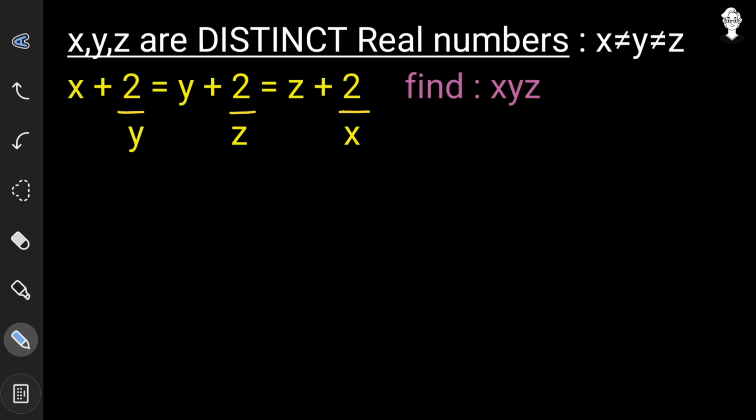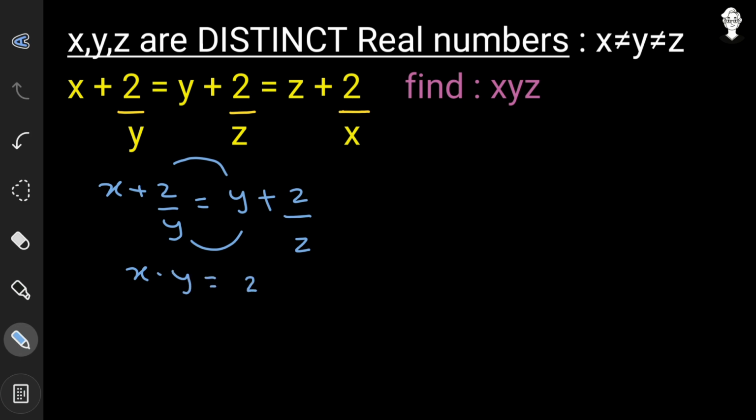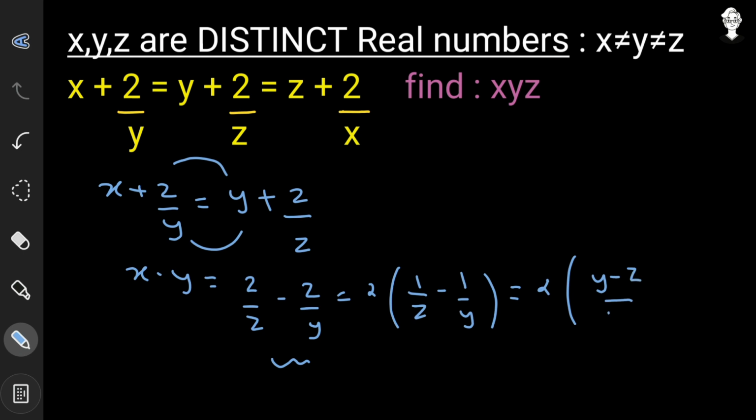So for that, I am going to compare the first term with the middle term. Out of these three terms, x plus 2 upon y is the first term, and this is going to be equal to the middle term, that is y plus 2 upon z. Now we will try to isolate 2 on one side. So I am shifting y over here and 2 upon y on this side. On the left hand side we will have x minus y, and on the right hand side we will have 2 upon z minus 2 upon y. Now from this I can take 2 common, so inside the bracket it will remain 1 upon z minus 1 upon y. We can take the LCM over here so as to get 2 times y minus z upon yz, and this is going to be equal to x minus y.